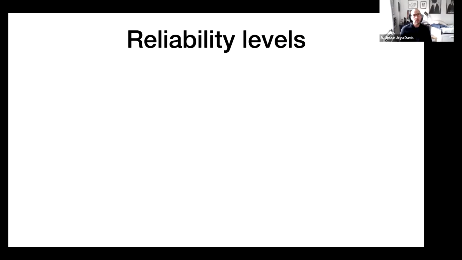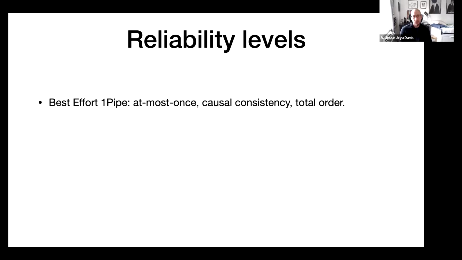OnePipe provides 2 reliability levels. Best effort OnePipe is what we just saw, where nodes send messages without waiting for acknowledgements. So they can be highly pipelined and achieve very high throughput because they're never waiting for acknowledgement before they send the next message. You get at most once delivery. Packet loss is kind of not handled. You get causal consistency and you get total order.